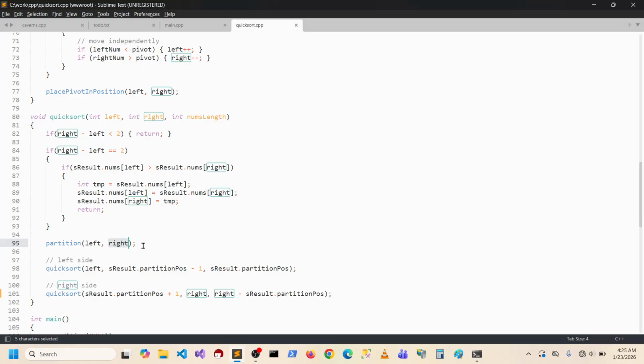-9 there, so the partition position -1. So this could be correct, but it's not going to be this. This is going to be way off kilter at that point.